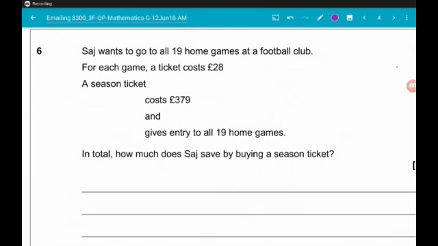Question 6. Saj wants us to go to all 19 home games of a football club. Each game, a ticket costs £28. We can get a season ticket for £379, which allows entry to all 19 games. We want to work out how much Saj would save by getting a season ticket.